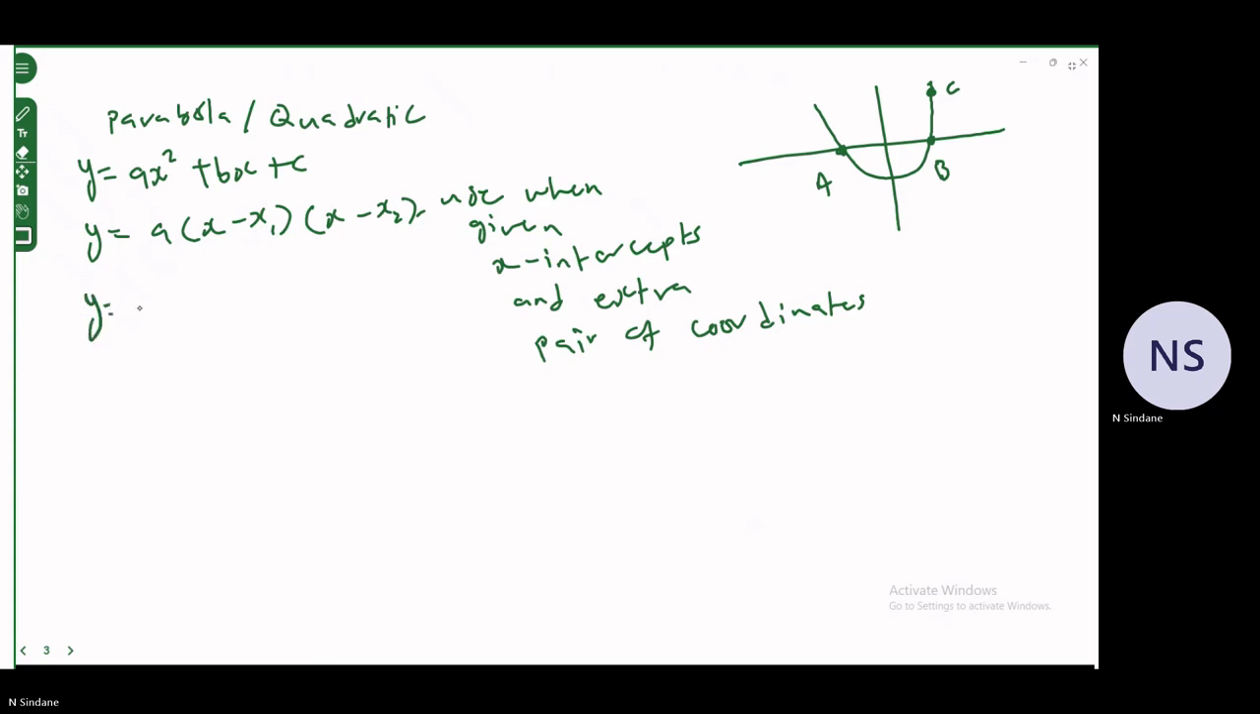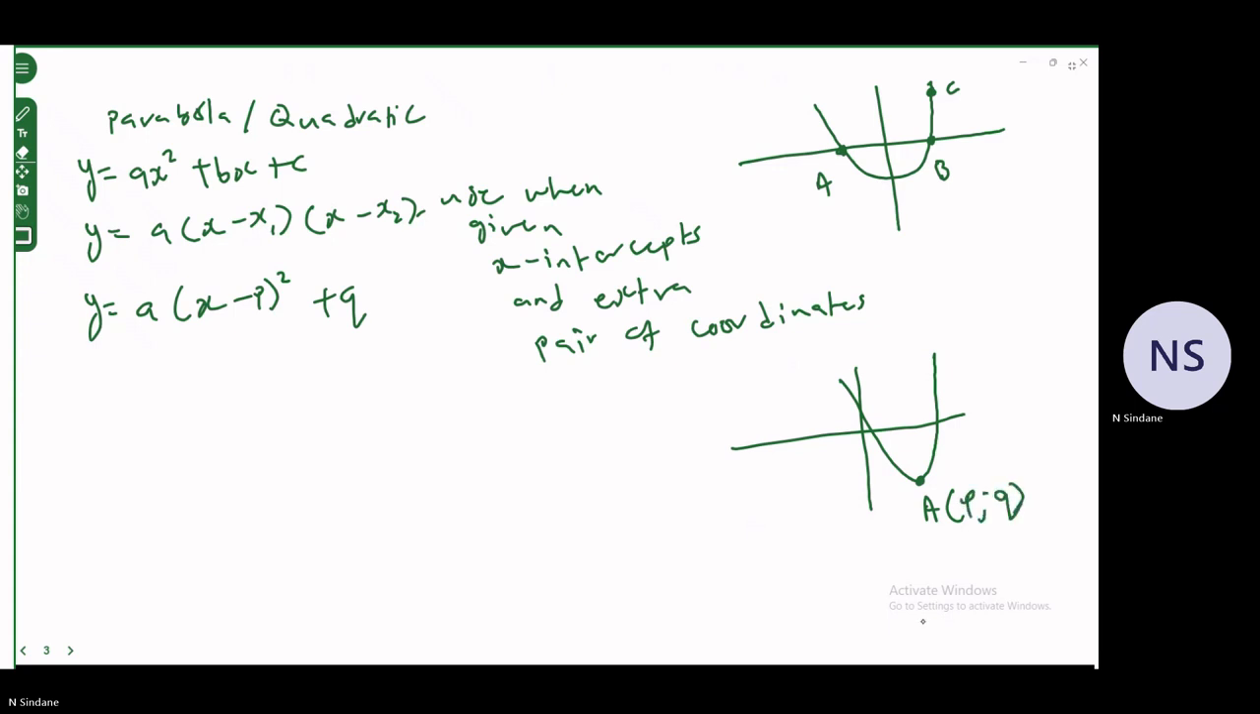And then the third one is this one: y equals a into (x minus p) squared plus q, where p and q represent the turning point. So you use this formula to calculate the value of a when you are given something like this. Say your graph is something like this, and then they gave you this point. Say this is a, and this is p, q.